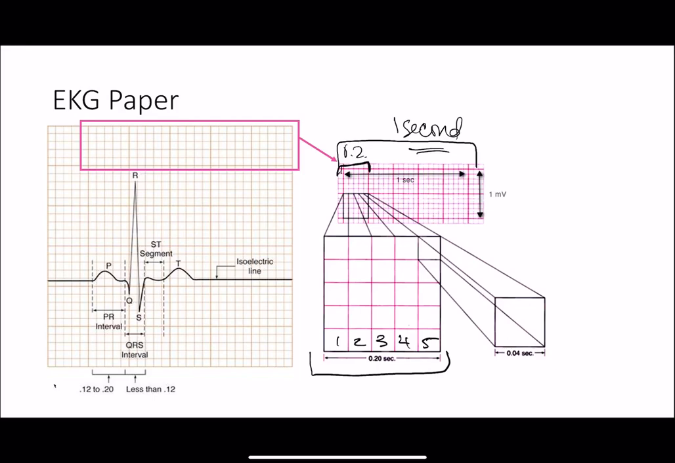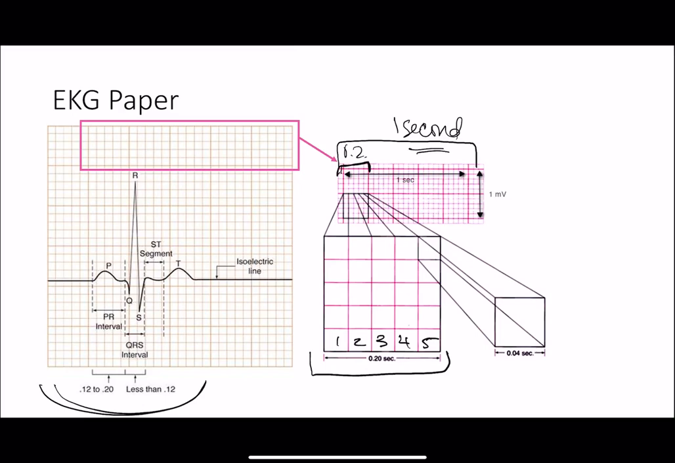And we were talking about these normal times for the PR interval and the QRS. When you can break that paper down into these segments of time visually, you can get that information super fast. For example, your PR interval should be somewhere between 3 small boxes and 5 small boxes, because the PR interval should be between 0.12 and 0.2 seconds.